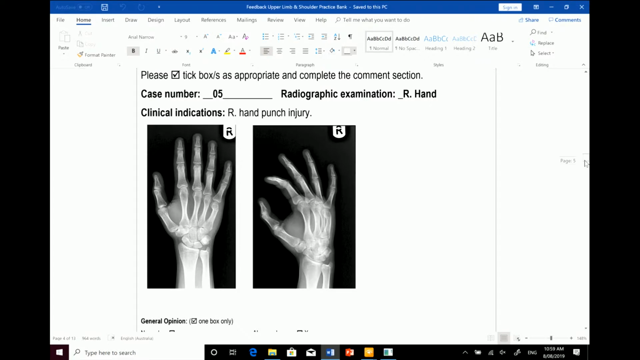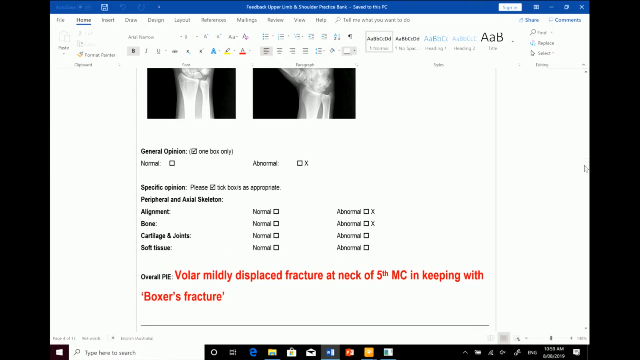So once again, it's an abnormal case. Because of the volar displacement, there is an alignment issue with the fifth metacarpal, and the bone is abnormal. So your overall preliminary image evaluation would be a volar, mildly displaced fracture at the neck of the fifth metacarpal, and this is in keeping with a Boxer's fracture.